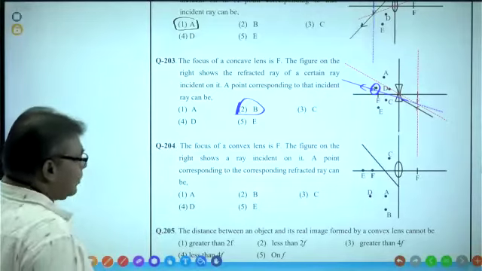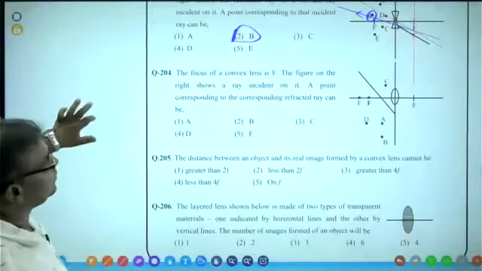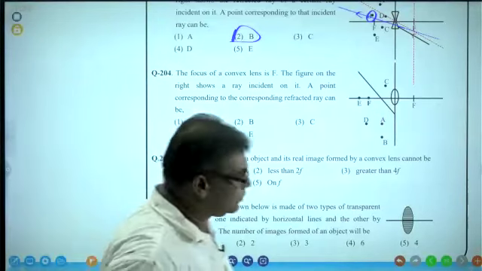204. 204 next. Quick as possible. Can we complete now?